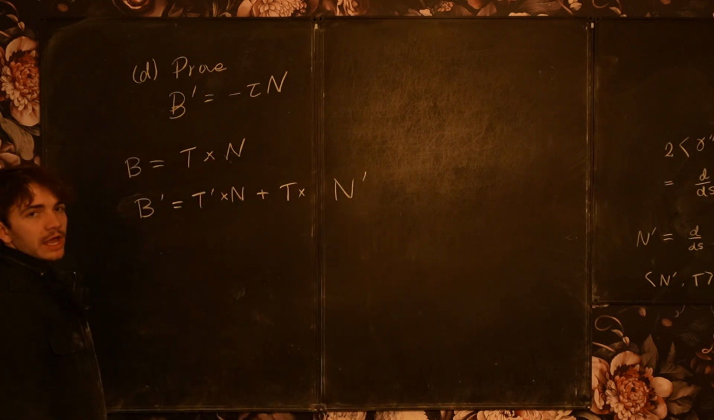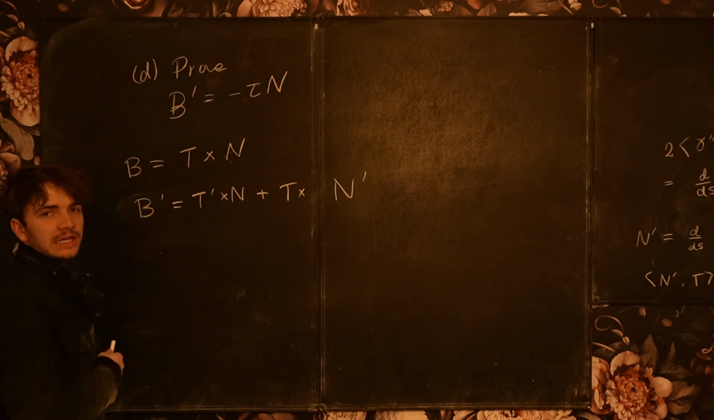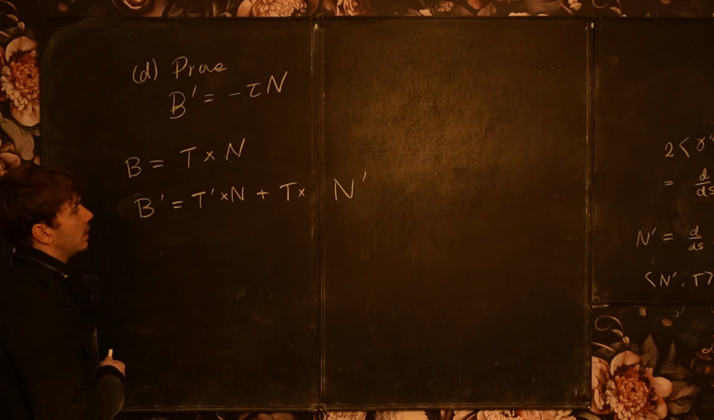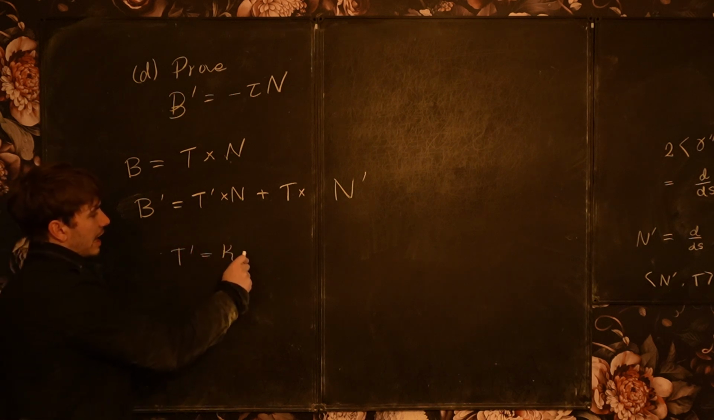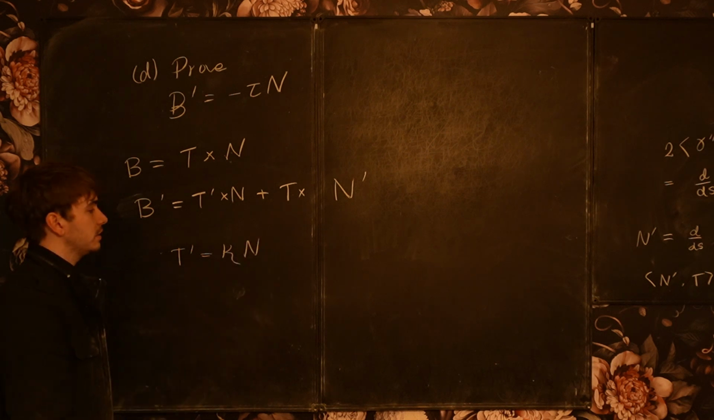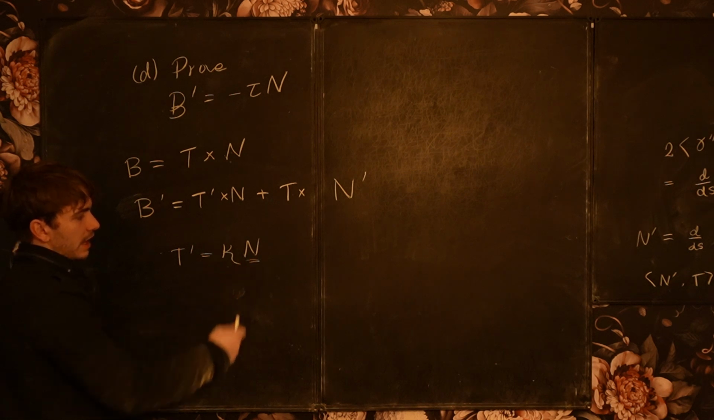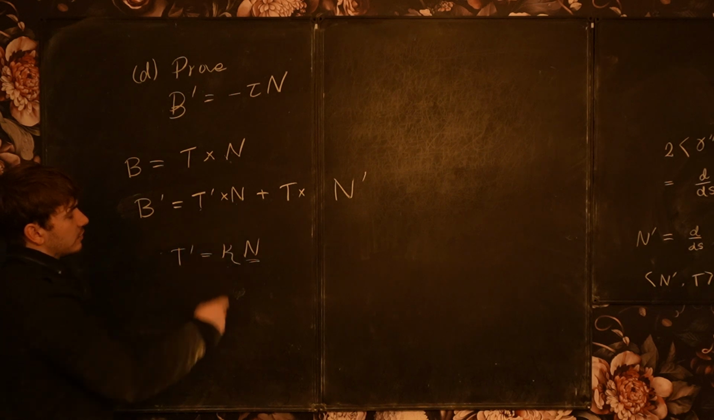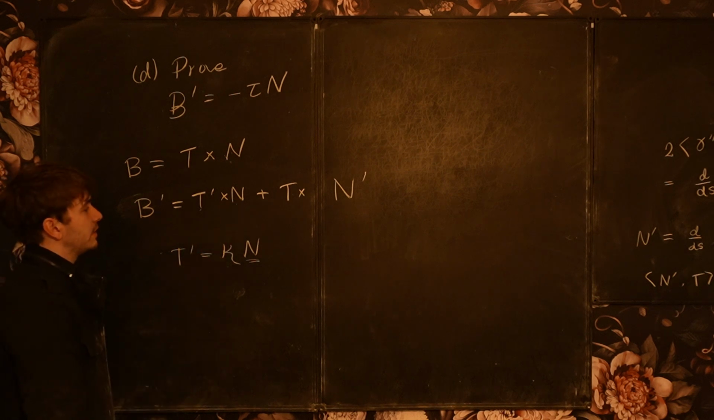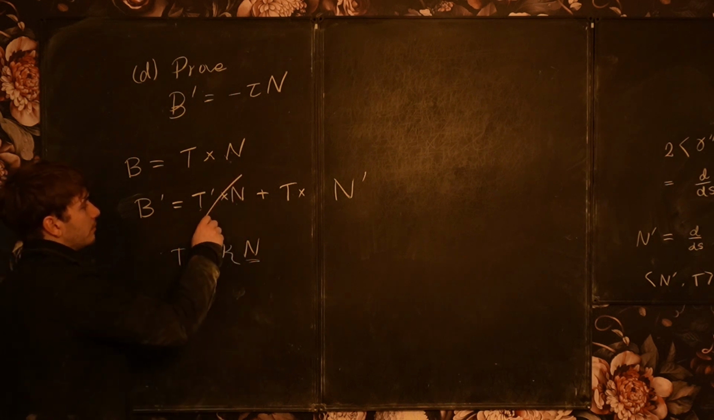Okay, so now looking at this formula, we have that t prime, by definition, is the curvature kappa times the normal vector n. This is the definition of n, okay? And so here we have n cross n multiplied by the curvature. Well, any vector cross itself is 0, okay? So this first term is going to go to 0.